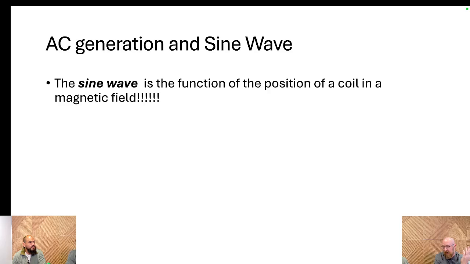I think we covered this. Yeah, all of this boils down to this. This is just kind of a summation here. The sine wave is a function of the position of a coil in a magnetic field. So there you go.